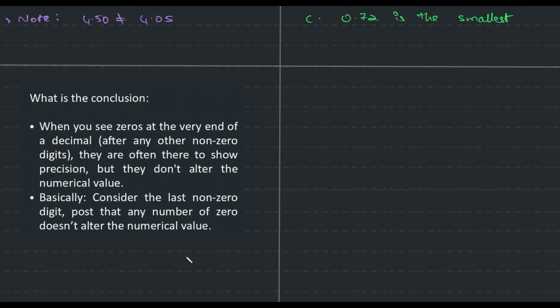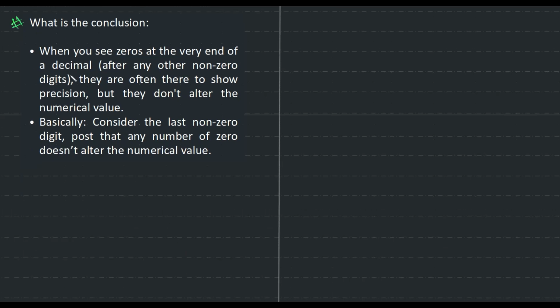So what can we conclude? The conclusion is, remember this: when you see zeros at the very end of a decimal, after any non-zero digits, they are often there to show precision, but they do not alter the numerical value. What is this precision? That would be something that we can discuss in the future, but not over here. It's basically more accurate. That has to do with physics and science, scientific measurements, even mathematics also. But anyway, let me not go into that. Considering the last non-zero digit, after that any number of zeros does not alter the numerical value.